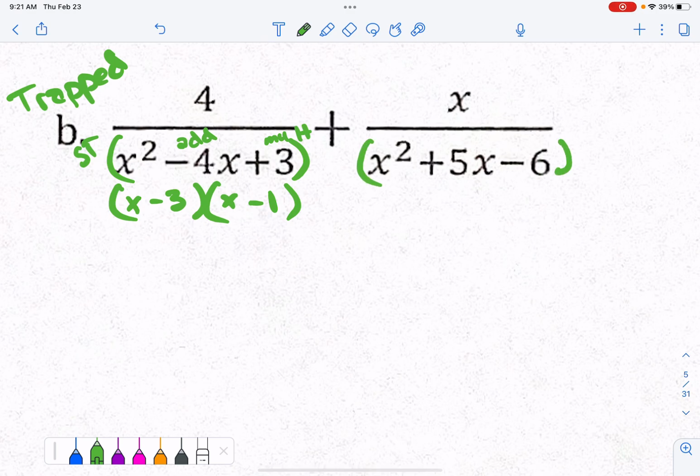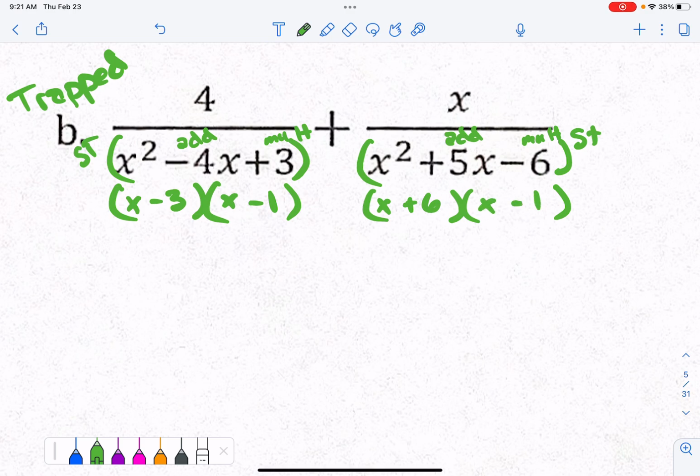All right, this one is also a simple trinomial, so I'm going to multiply to get -6, but when I add them, give me 5, and then the two pieces are going to be x plus 6 and x minus 1, I think, is what will give me. Then I'm going to go ahead and do my common denominator.